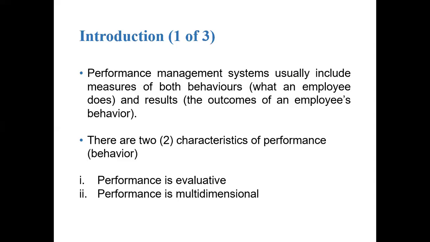Now, performance management systems usually include measures of both behaviors and results. In terms of behavior, what we mean is what an employee does at work, what they are responsible for, and how they carry that out, the things they do to be able to achieve the results. So we have behavior and results. The behavior is what you do to achieve the results, and the result is the outcome of your behavior. But both of these are towards a particular goal.